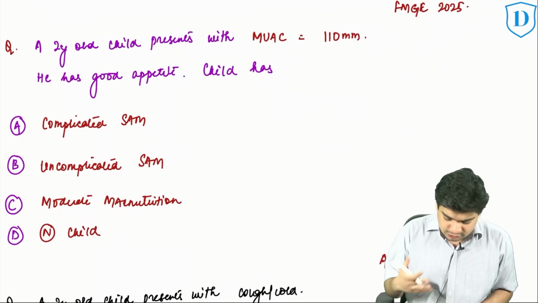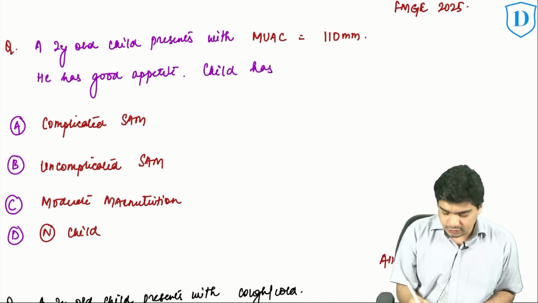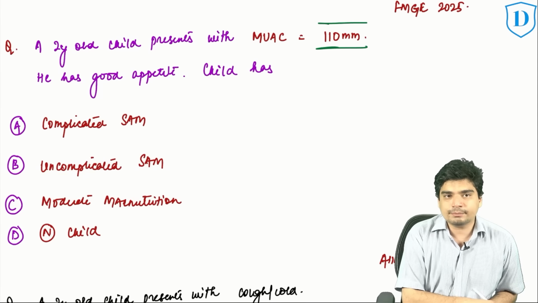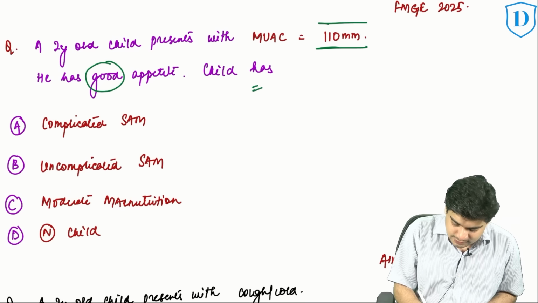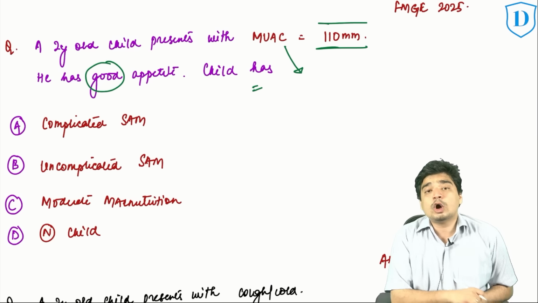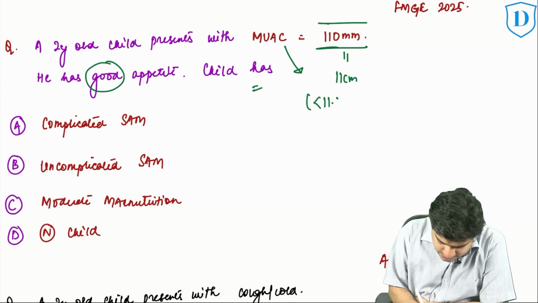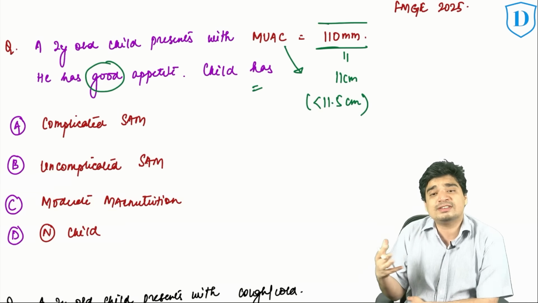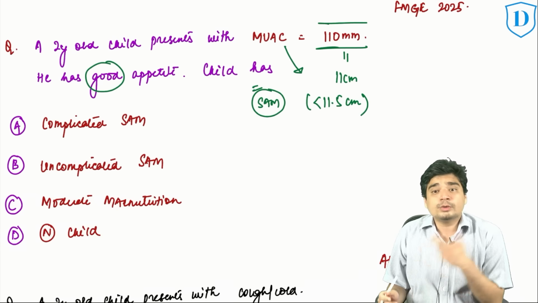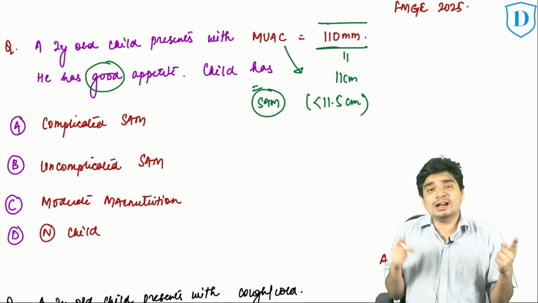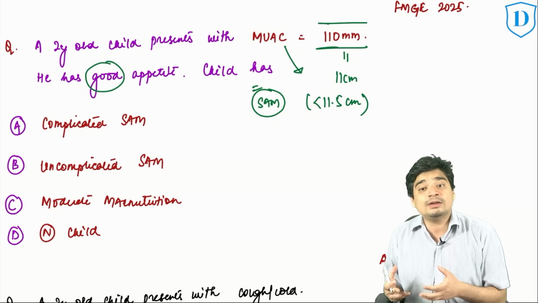Let's see the next question. This is a recent FMG question. A 2-year-old child has come to you with a mid-upper arm circumference of 110 mm. He has good appetite. See, mid-upper arm circumference of 110 mm is basically 11 centimeters. And we all know anytime mid-upper arm circumference is less than 11.5 centimeters, we say the child has SAM. Now we just discussed SAM has two types, complicated and uncomplicated. Complicated means more severe. Lethargy will be there, hence appetite will be poor.